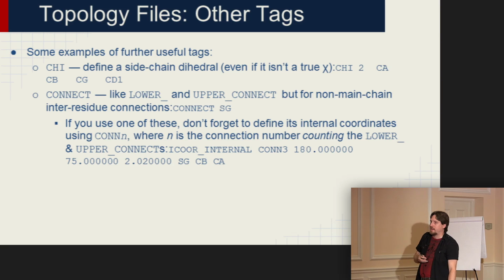Useful tags you're going to see. I gave you an example of alanine. I probably should have used something a little bigger so you could have seen this. But if you're defining the side chain torsions, they are done with this chi tag. You say chi, you give a chi index. So chi2 would be from C alpha, C beta, C gamma, C delta 1. Now this is used for any torsion angles that are not part of the main chain.